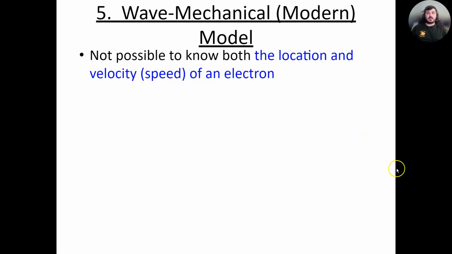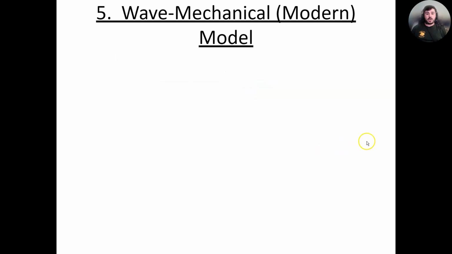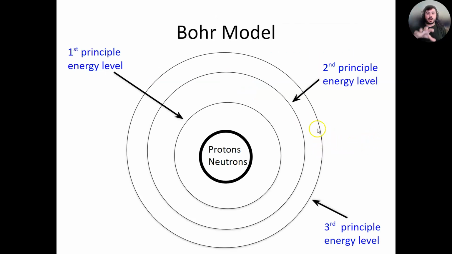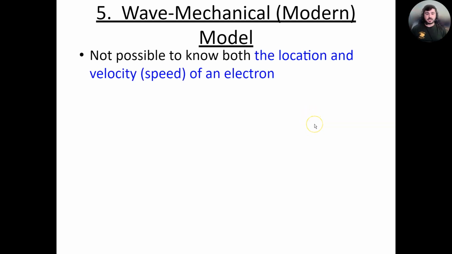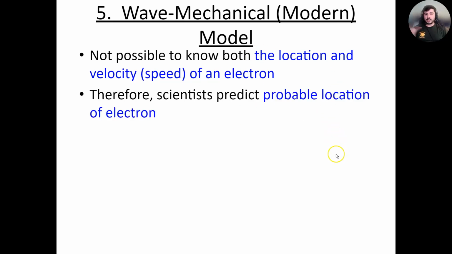Basically, long story short, after some research, the idea of quantum chemistry and quantum physics came into fruition. It's not possible to know both the location and the velocity, or the speed, of an electron. So as opposed to knowing exactly where an electron is on the Bohr model, Bohr's model was a little out of date, because of quantum chemistry and quantum physics, we don't truly know the location or the speed. So it's either one or the other.